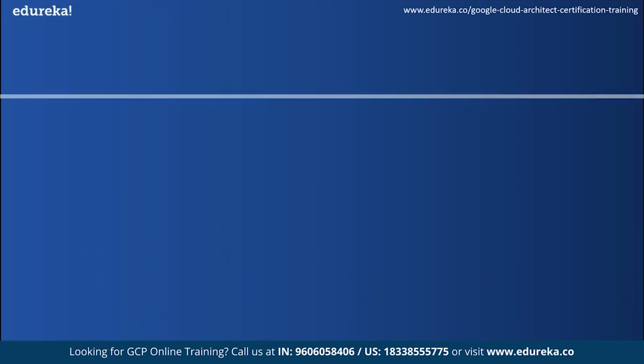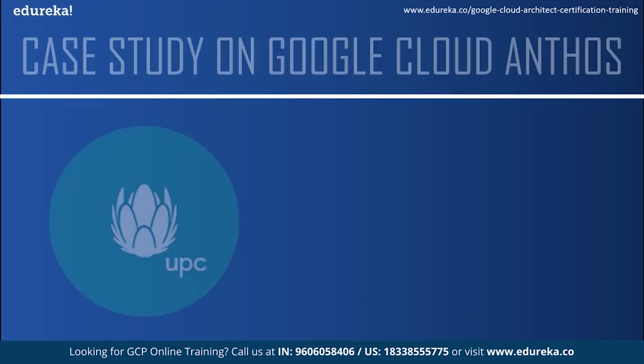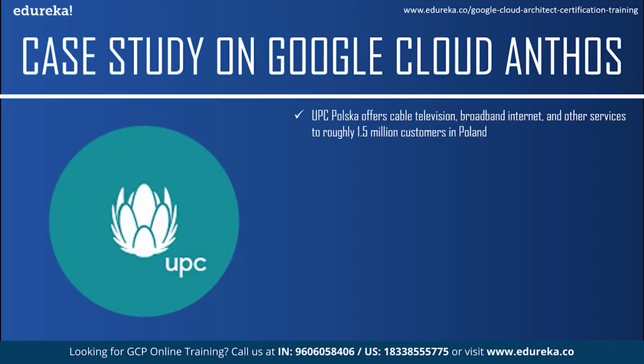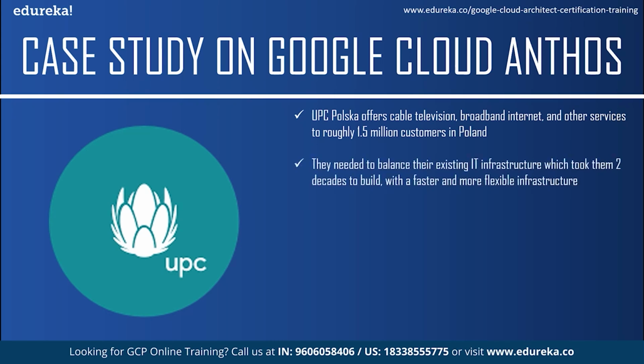For a case study, we'll be talking about UPC Polska. UPC Polska is the Polish telecommunications arm of Liberty Global Europe, which offers cable television, broadband internet, and other services to roughly 1.5 million customers in Poland. The problem they faced was that they needed to balance their existing IT infrastructure, which took them 2 decades to build, with a faster and more flexible infrastructure.